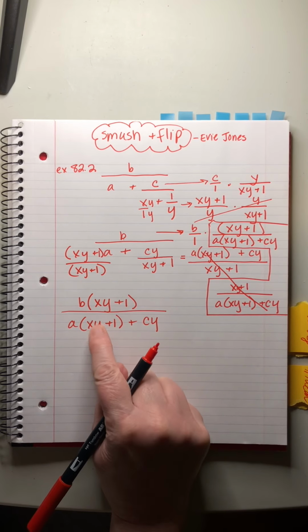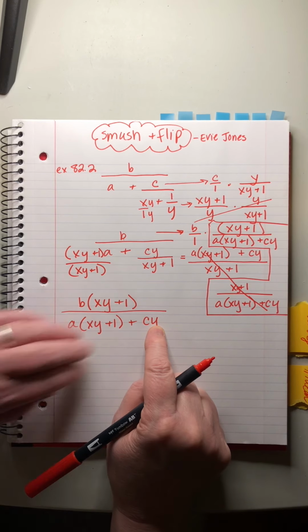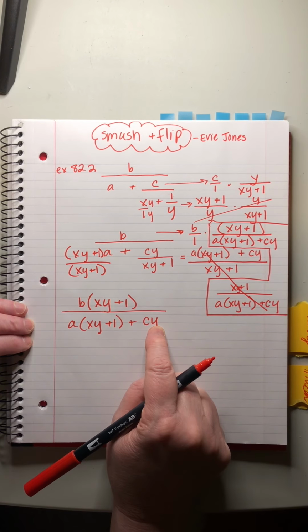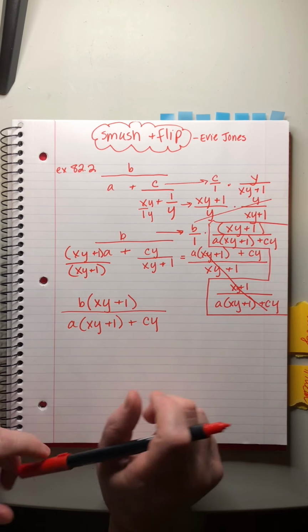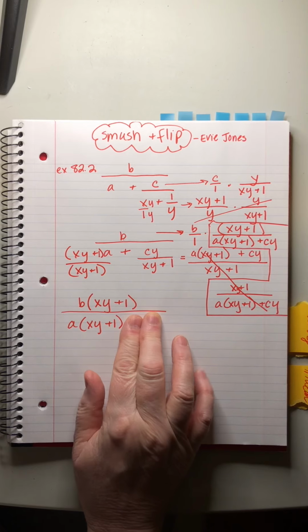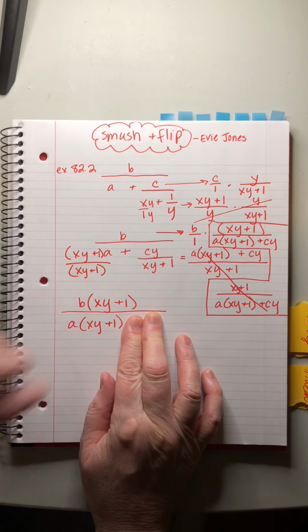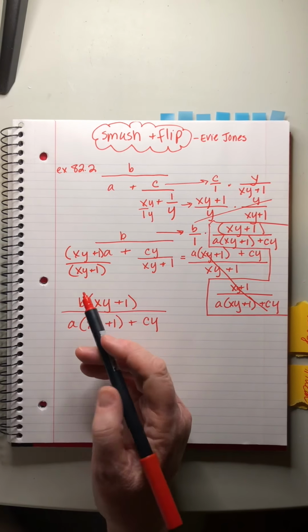This factor is being added to cy. And so we cannot cancel when we are adding. We can only cancel top and bottom when we are multiplying the chunks that we want to factor. If it was just like this, yeah, we could cancel those out. But this is the deal breaker. So this is our final answer.